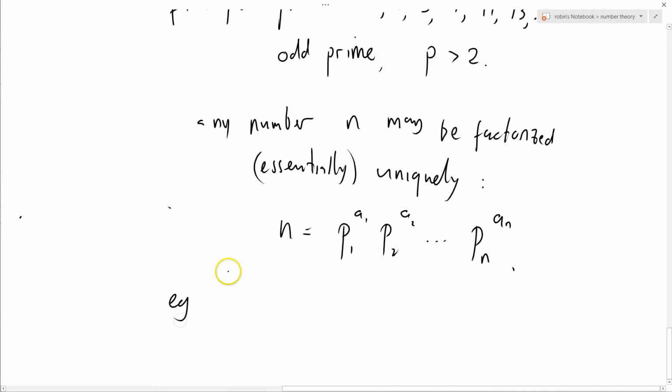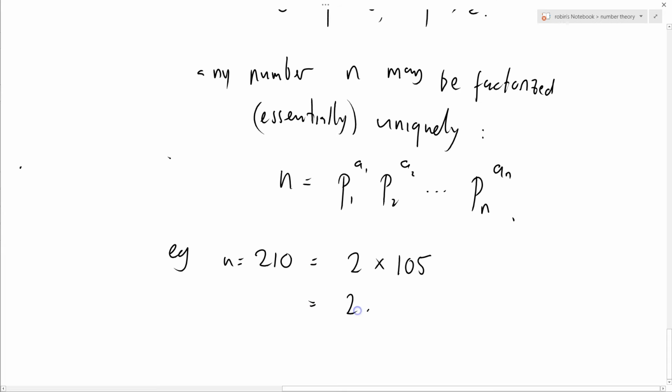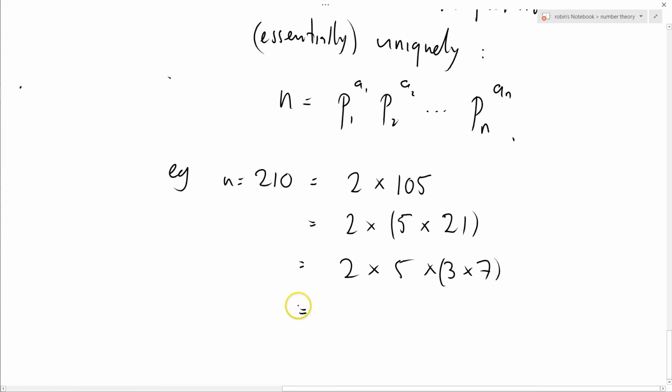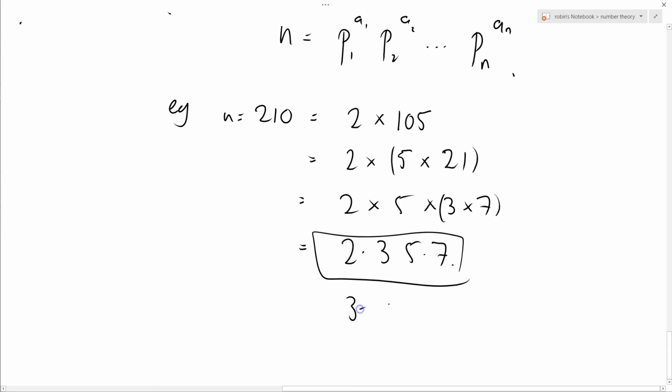So, for example, if n equals 210, well, that equals 2 times 105, which is equal to 2 times 5 times 21. See, I'm factorising it by steps. 2 times 5 times 3 times 7, of course. And you normally write the factors in ascending order, so it's 2 times 3 times 5 times 7. There we go. And there's only one way of doing that. I can rearrange. I can say 3 times 2 times 7 times 5, but that's just the same way.